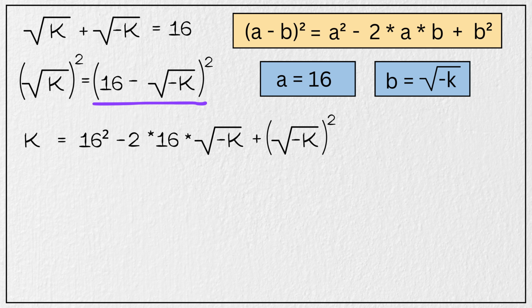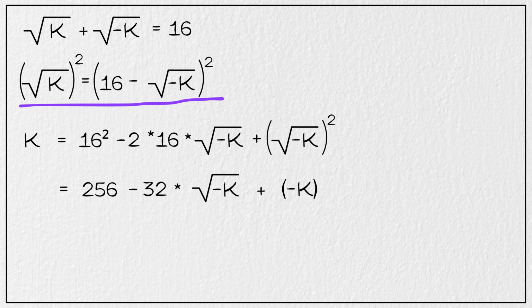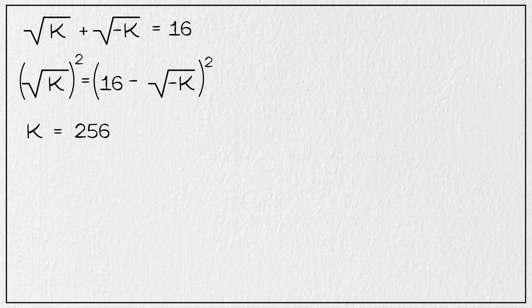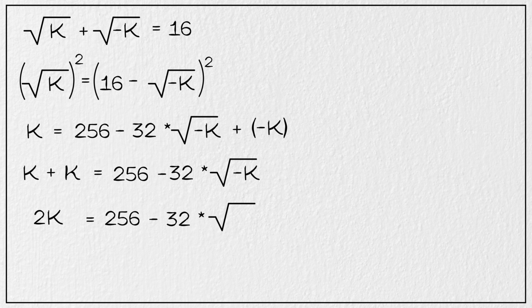Now let's simplify each part. 16 squared is 256. Negative 2 times 16 is negative 32, so we have negative 32 times the square root of negative k, right? And the square of the square root of negative k simply becomes negative k. So now the entire equation becomes k equals 256 minus 32 times the square root of negative k minus k. Now adding k to both sides, we have k plus k equals 256 minus 32 times the square root of negative k. That simplifies to 2k equals 256 minus 32 times the square root of negative k.